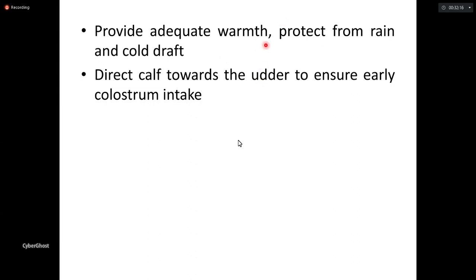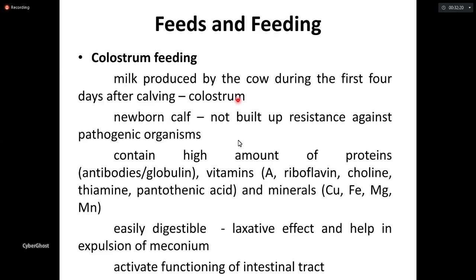So that's what we basically do as soon as they are born, right? The colostrum feeding, we already discussed. That is the very first milk from these animals. Colostrum contains lots of antibodies and other nutrients essential for the survival and growth of these animals, so we have to provide it. Thus these animals can build up resistance against diseases at the initial stage of their lives. It contains lots of antibodies and vitamins like vitamin A, riboflavin, choline, and minerals like copper, iron, magnesium, and it is also very easily digestible.